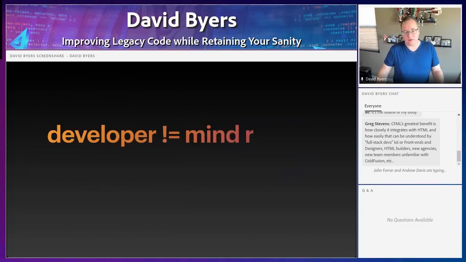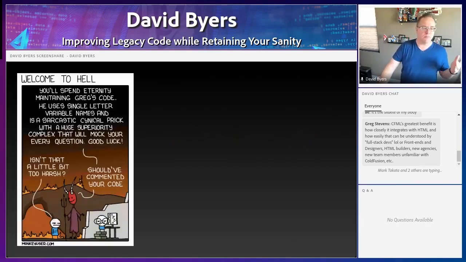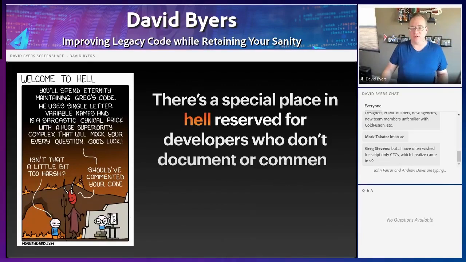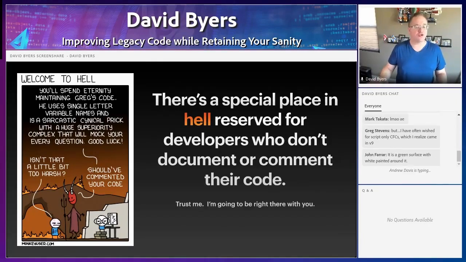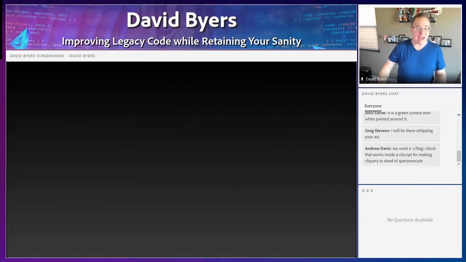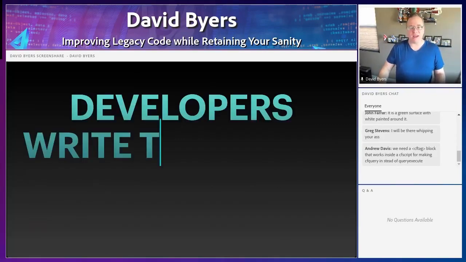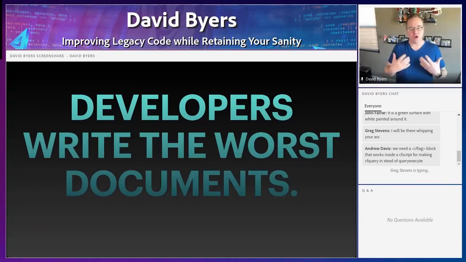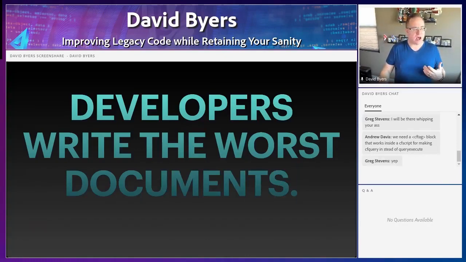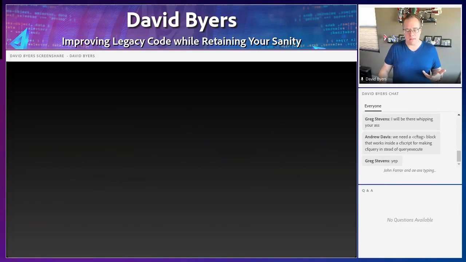Because remember, we're developers, we're not mind readers, which is why documentation and code comments are crucially important. You know, and believe me, there's a special place in hell reserved for developers who don't document or comment their code. And trust me, I'm going to be right there with you saying that was fun, because I'm terrible at documenting my own code. Why? Because developers write the worst documents. Like I said earlier, we are too close to the product to really be able to approach things from a non-biased perspective.